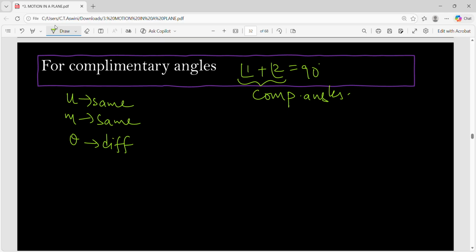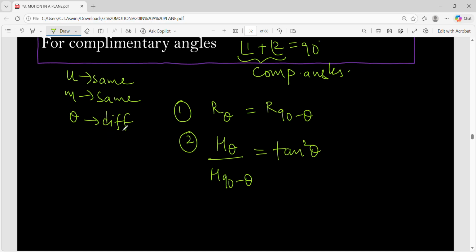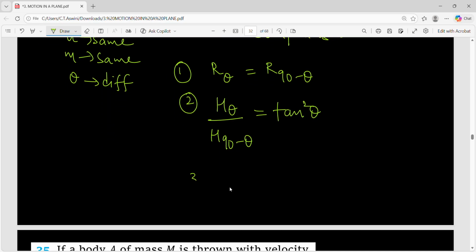Theta is different, and if the theta sum of two different particles is 90, that means they are complementary angles, then we will follow these formulas. Their ranges will be equal: R theta equals R 90 minus theta. If the first angle is theta, what is the second angle? If they are complementary, 90 minus theta, right? Similarly, if you take the height ratio, h theta by h 90 minus theta, it will be equal to tan square theta. When I'm writing, try to memorize the formulas.